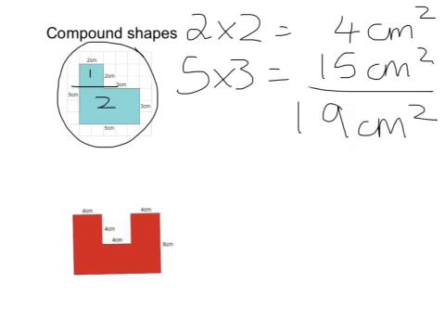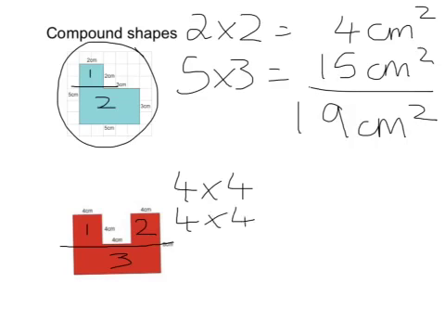Our second example is a little bit trickier. This time I need to split it up into 3 shapes. I could split it up along here and along here, or I could split it up along here. Doesn't make any difference. So I'm going to split my shape up this way, creating 3 new shapes. Shape 1, 4 times 4. Shape 2 is 4 times 4.